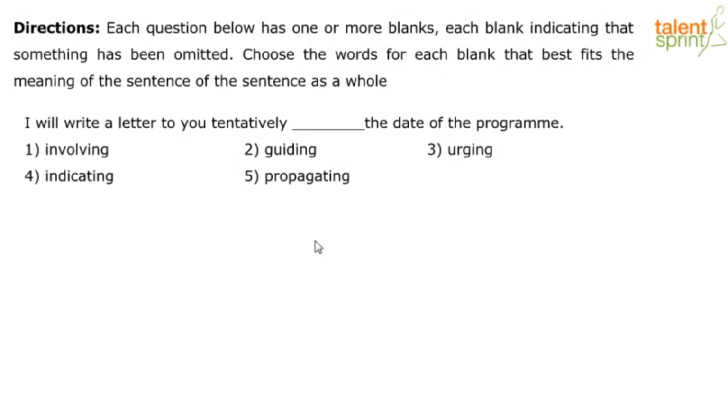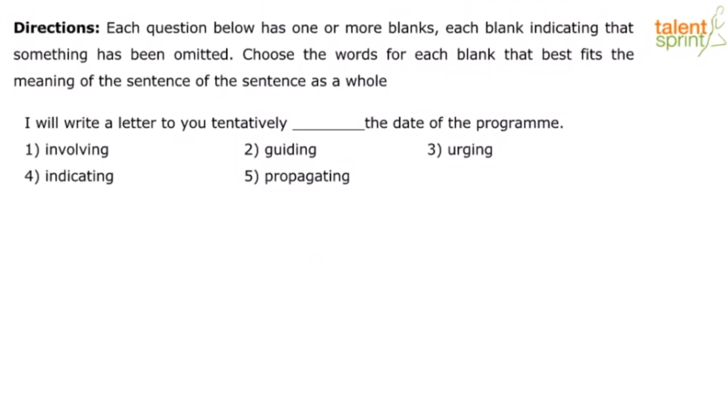Okay, so let's quickly read the directions. Each question below has one or more blanks, each blank indicating that something has been omitted. So choose the words for each blank that best fit the meaning of the sentence as a whole. The first context we have is at least a single blank context. So let's look at it. I will write a letter to you tentatively, dash, the date of the program, and the options given are involving, guiding, urging, indicating, and propagating.